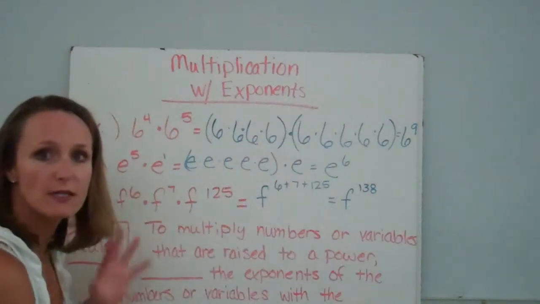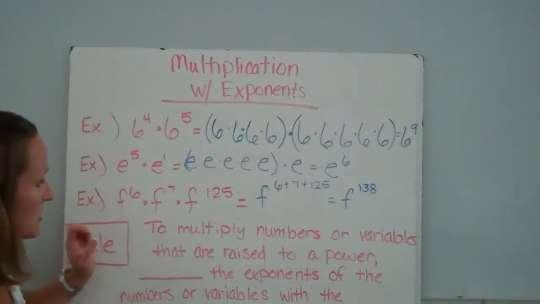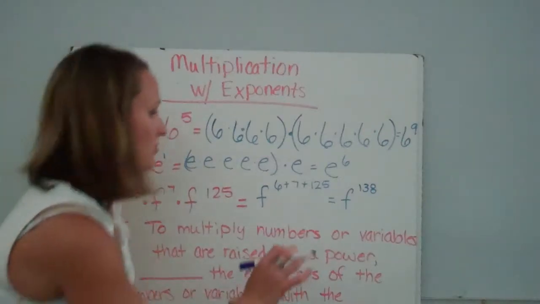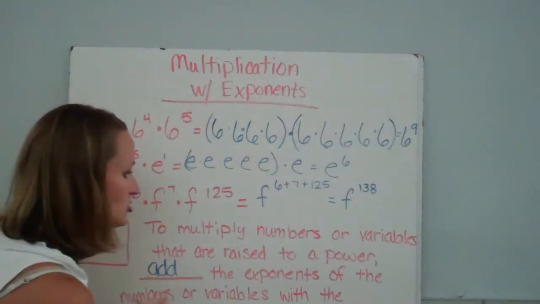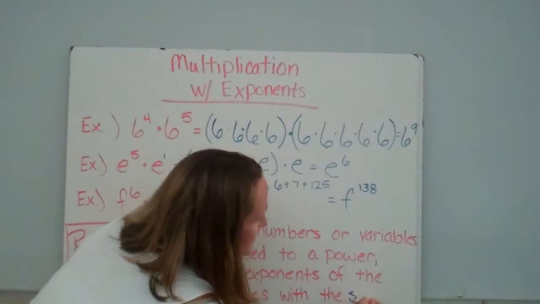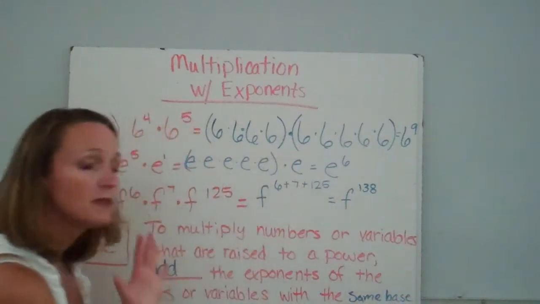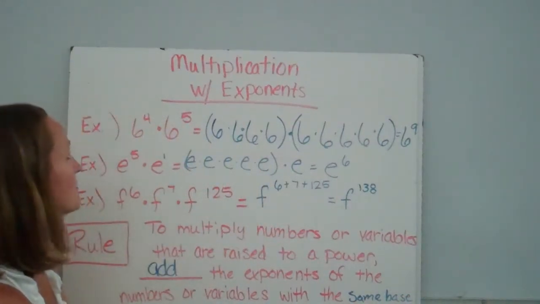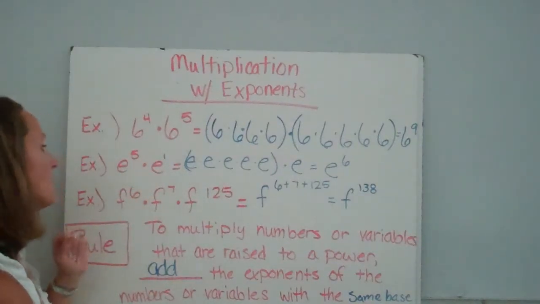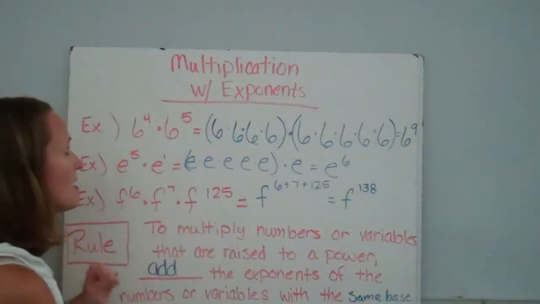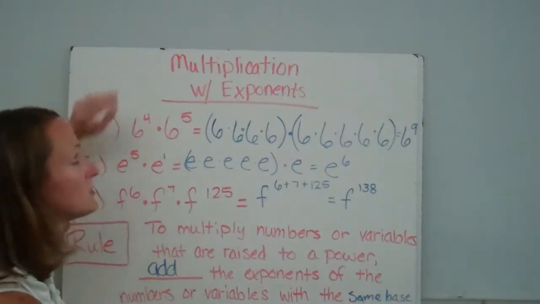So what is the rule you need to know when you multiply with exponents? The rule is that to multiply numbers or variables that are raised to a power or have an exponent, you're going to add the exponents of the numbers or variables with the same base. This rule only works if the bases are the same. So it worked because both bases were 6. Here it worked because they were both e. Here it worked because they were all f. If I had tried to multiply e to the 5th and f to the 6th, my rule doesn't work.